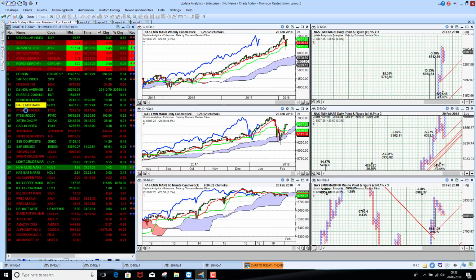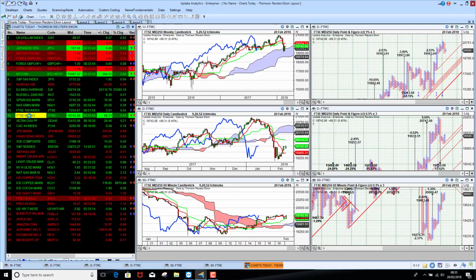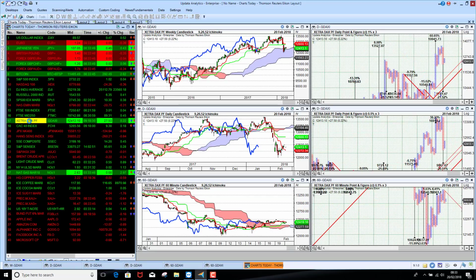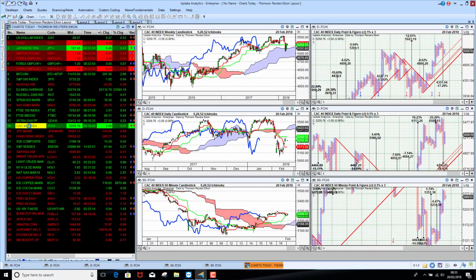FTSE 100 is down very slightly this morning, still in the doldrums, not even managed to get back into the bullish short-term chart, which many of the global indices have. FTSE 250 looking slightly better, and the Xetra DAX also just trying to get back above the cloud short-term, but not quite managing it. And the CAC 40 is just turning bullish again in the short term above the cloud.